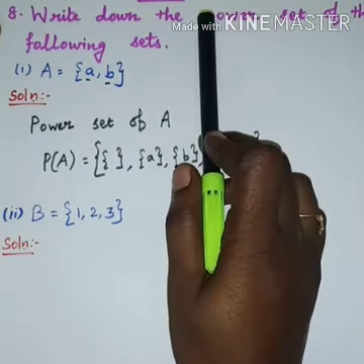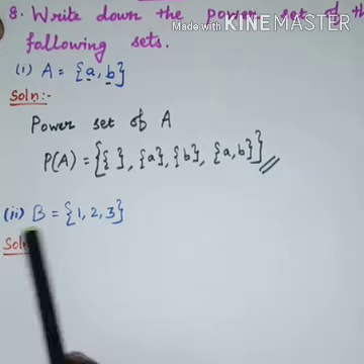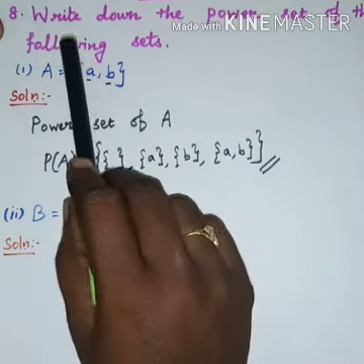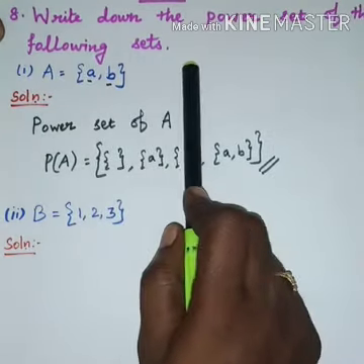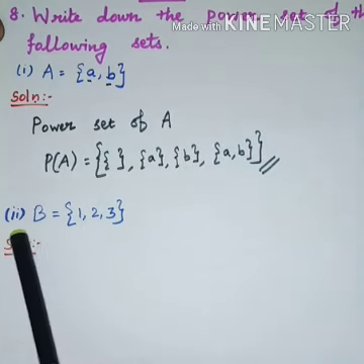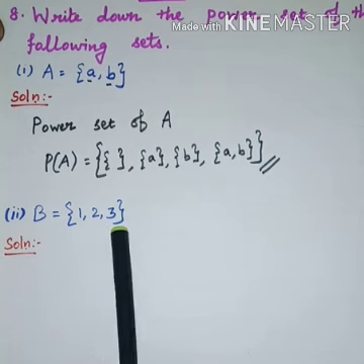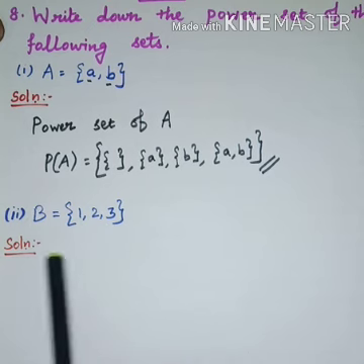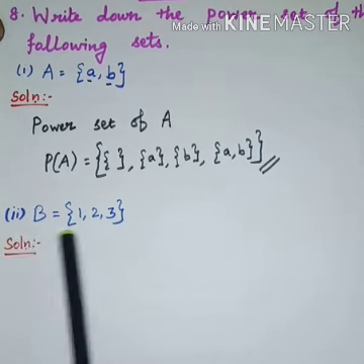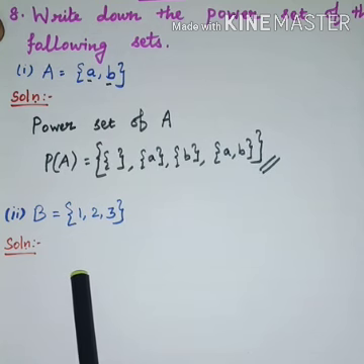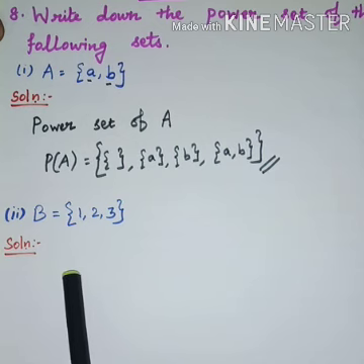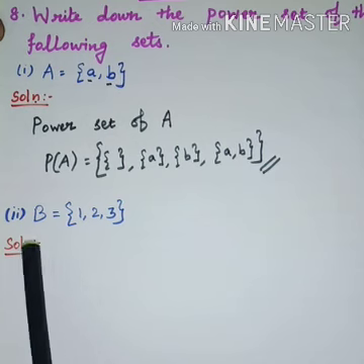Exercise 1.2, 8th sum, second subdivision. The 8th sum is: write down the power set of the following sets. The second subdivision is B equal to {1, 2, 3}. So we have to write the power set of the set B. Power set is nothing but the set of all subsets.